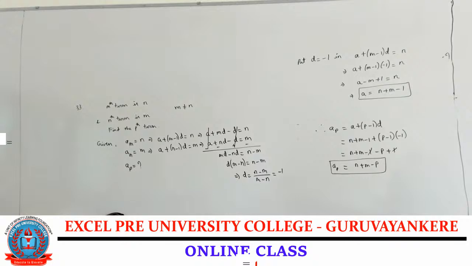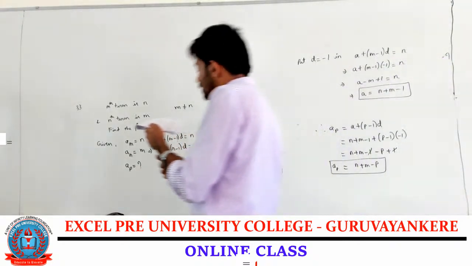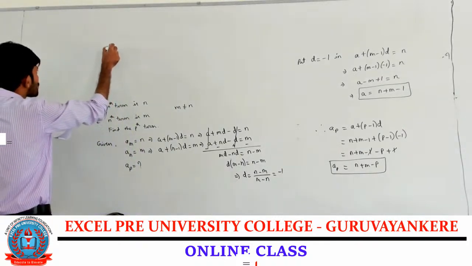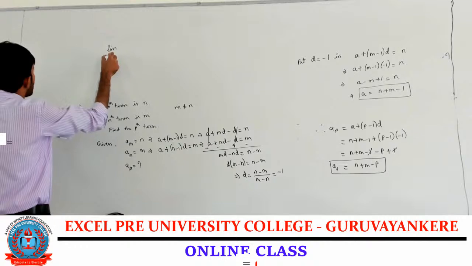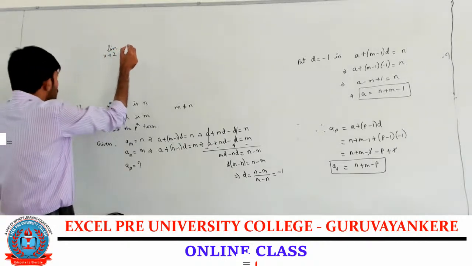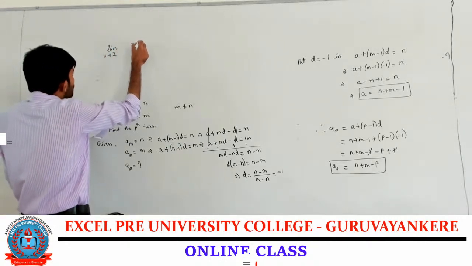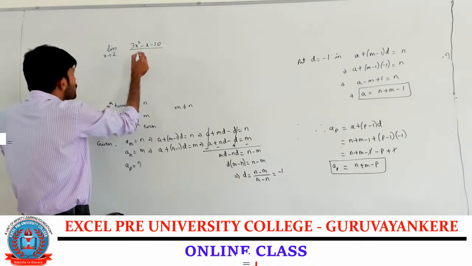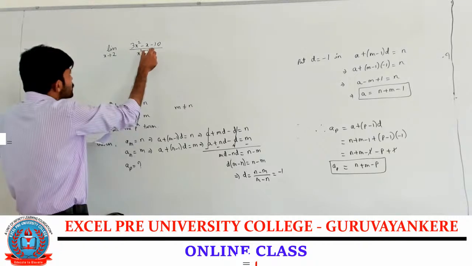Next one, 34th. Evaluate the limit as x tends to 2 of (3x squared minus x minus 10) divided by (x squared minus 4).